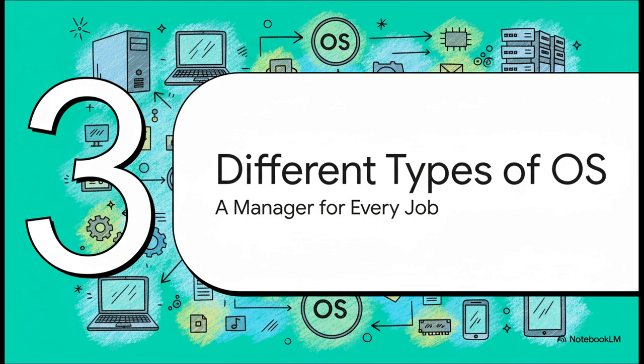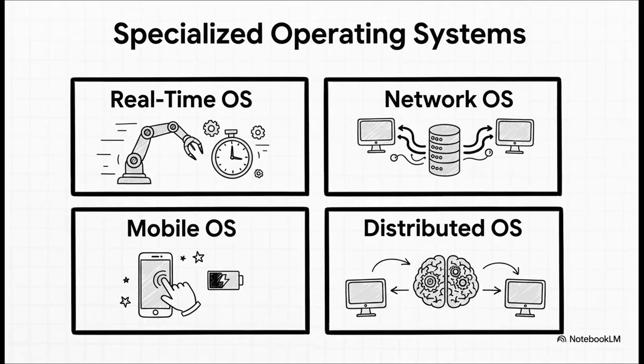And just like you'd hire a different manager for a creative agency than you would for a factory, there isn't one single OS that's perfect for every job. You've got specialized managers for pretty much anything you can think of. For instance, a real-time OS is for jobs where timing is everything. We're talking medical robots or the flight controls in a fighter jet, where even a millisecond delay could be a disaster. A network OS is built to manage all the resources for a whole office full of computers.